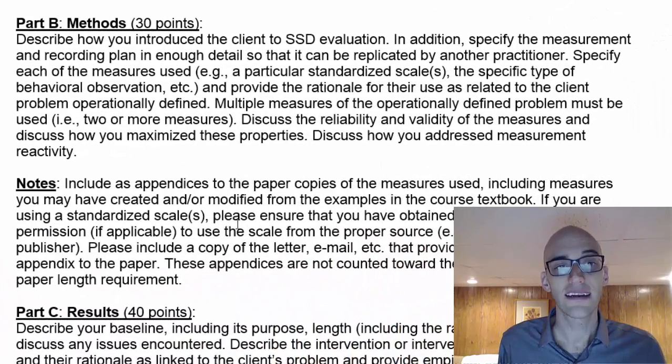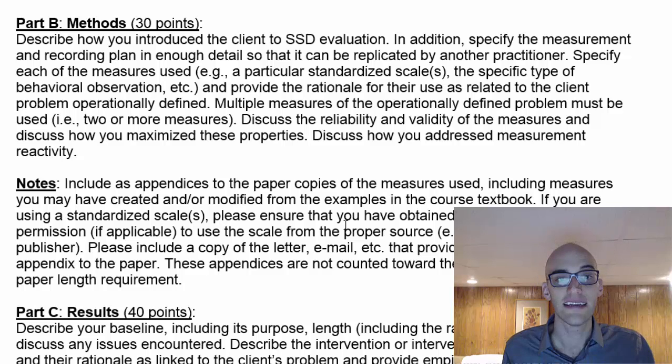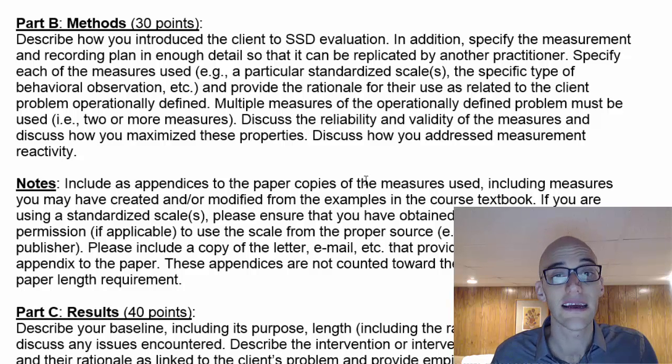Part B is the methods section. This is going to be talking about how you're going to go about measuring the client's progress. So describe how you introduce them to the single system design, and additionally specify the measurement and recording plan with enough detail so that it could be replicated by a different practitioner. Specify each of the measures used and your rationale for selecting those measures, and discuss reliability and validity.